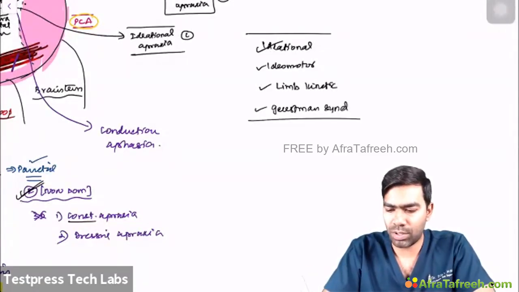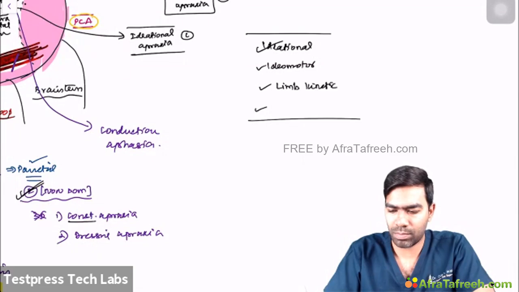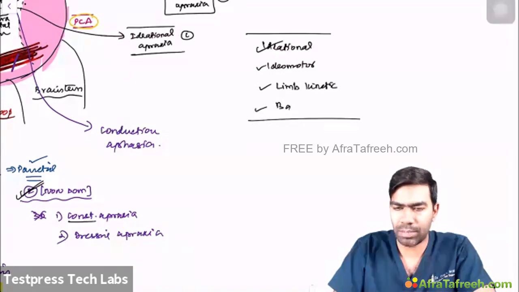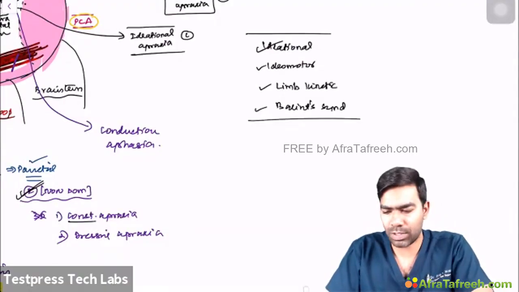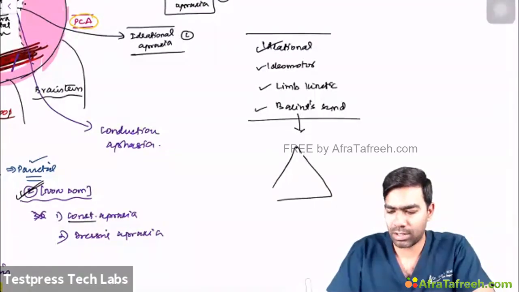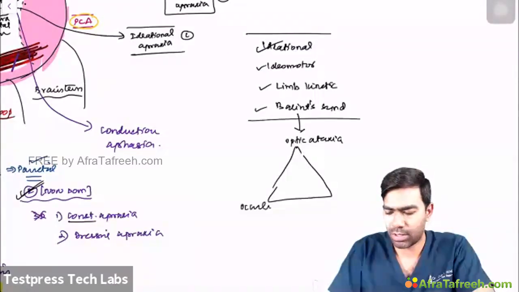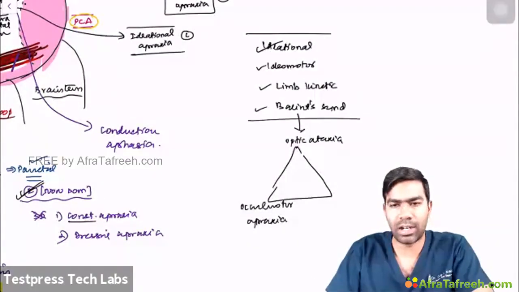So first of all, not Gerstmann, sorry, Balint syndrome. Gerstmann we have discussed already. So let's finish off the Balint syndrome first. Balint syndrome is basically a triad of 3 components. One is called optic ataxia. Second one is called oculomotor apraxia. And third is something called simultagnosia.